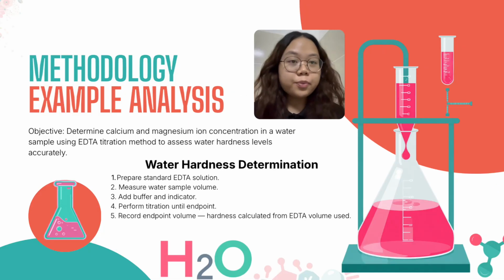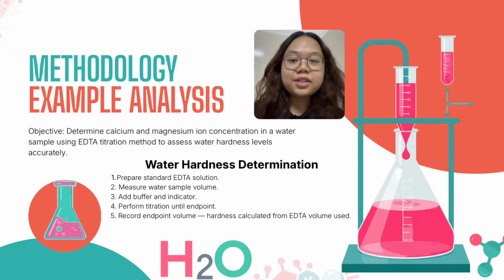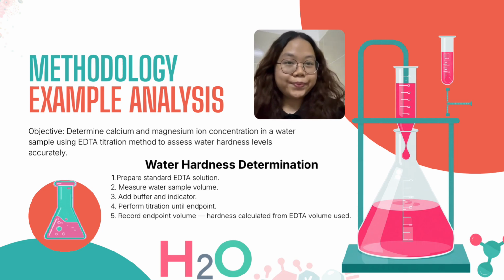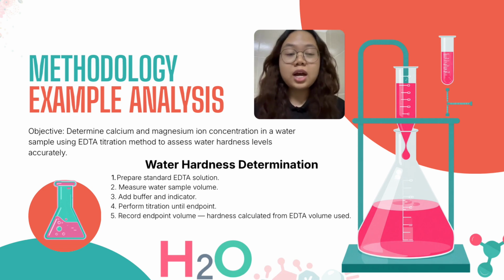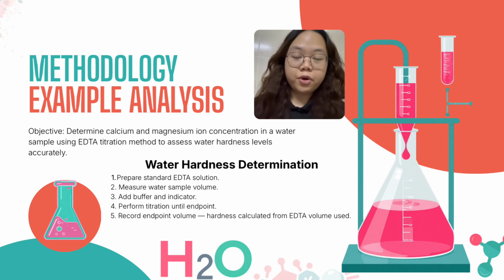Our group's example analysis is water hardness determination. The objective is to determine calcium and magnesium ion concentration in a water sample using the EDTA titration method to assess water hardness levels accurately. So how do we prepare for this water hardness analysis? First, we prepare standard EDTA solution. Second, we measure the water sample volume. Third, we add buffer and indicator. Fourth, we perform titration until the endpoint. And lastly, we record the endpoint volume, and hardness is calculated from the EDTA volume used.